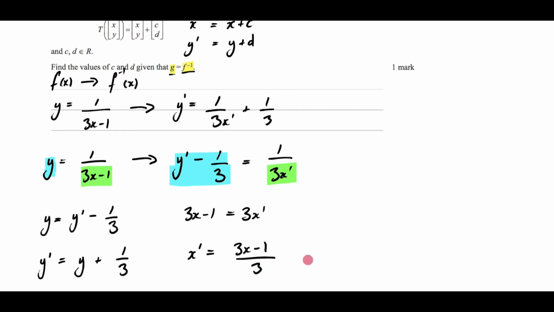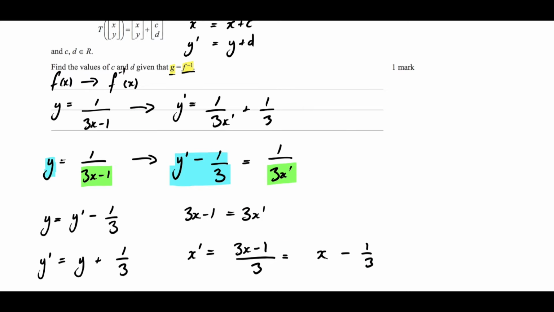And I would then rewrite this. I can rewrite this like this, 3x over 3 minus 1 over 3. And obviously, this and this are just going to cancel, which means I'm just going to be left with my x here. So my x dash is equal to x minus 1 over 3.